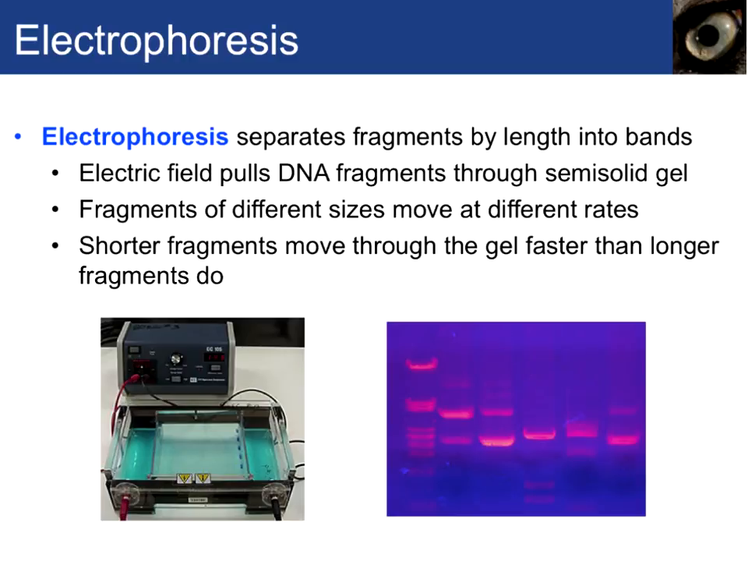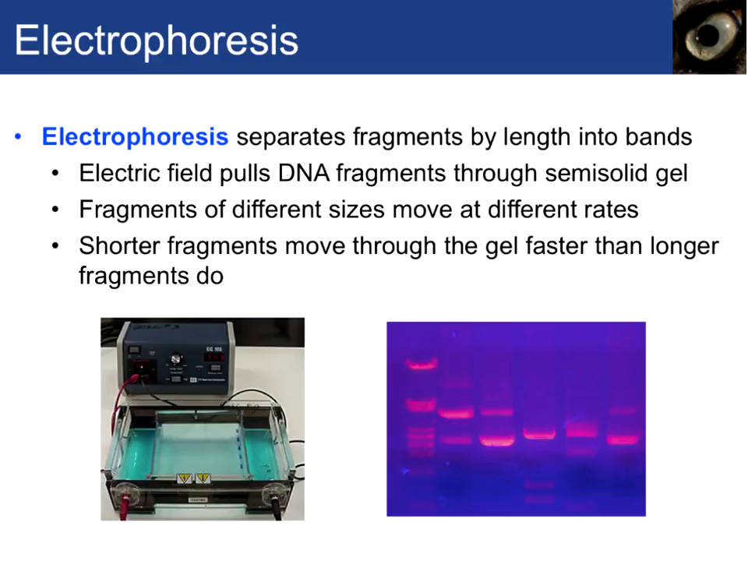In order to understand how DNA sequencing works, you have to understand a little bit more about electrophoresis. Electrophoresis is a process that separates fragments by length into bands. This can be done with either protein or DNA fragments. In the example shown in the picture, an electric field pulls the DNA fragments through a semi-solid gel. The gel is usually made out of agarose, which makes up a framework that has tiny holes through which the DNA travels.